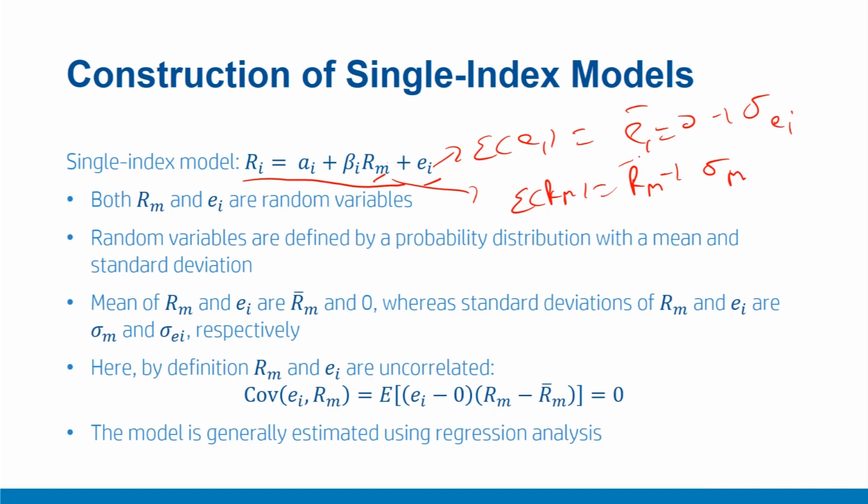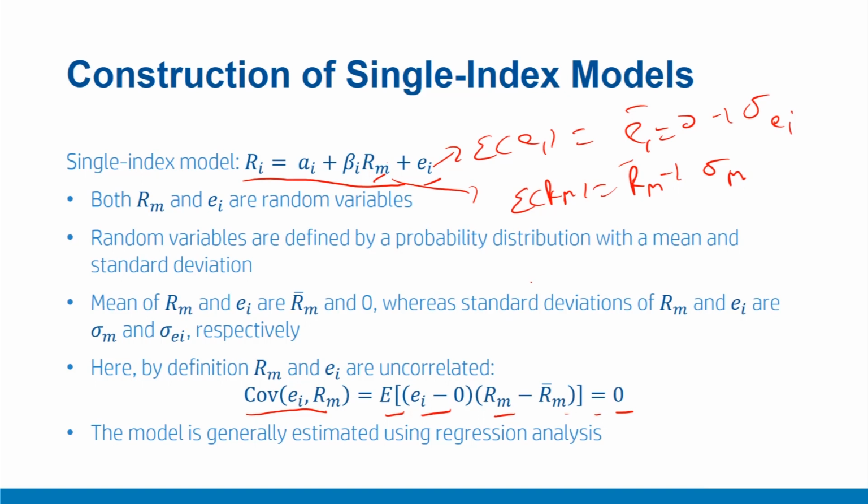We have also said that Rm and Ei are uncorrelated, and therefore the covariance between Ei and Rm should be 0, or in other words the correlation between Ei and Rm should be 0. That is, the expectation of (Ei minus 0) times (Rm minus Rm bar) should be equal to 0.